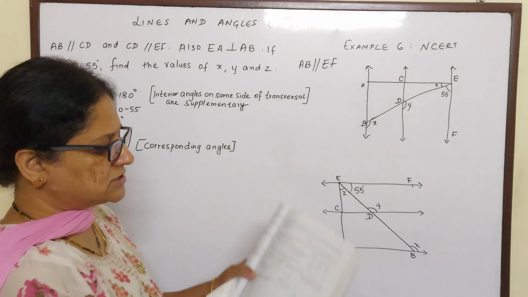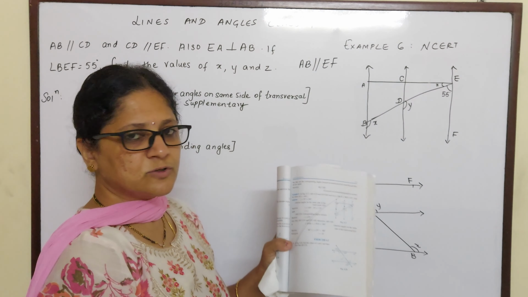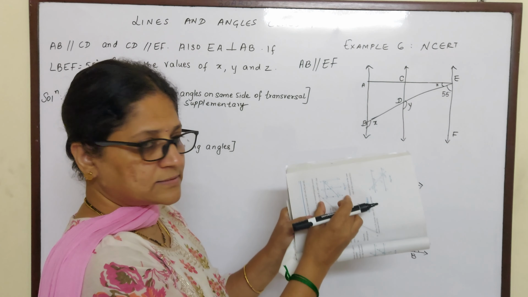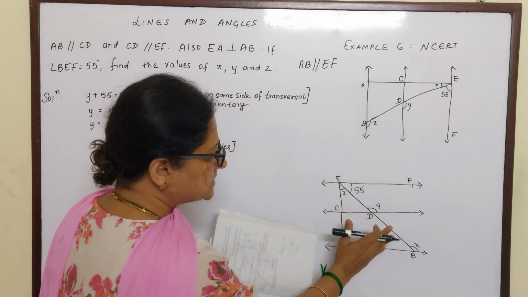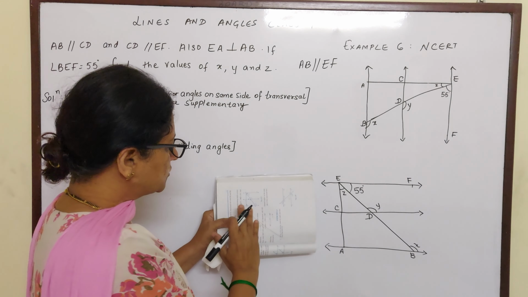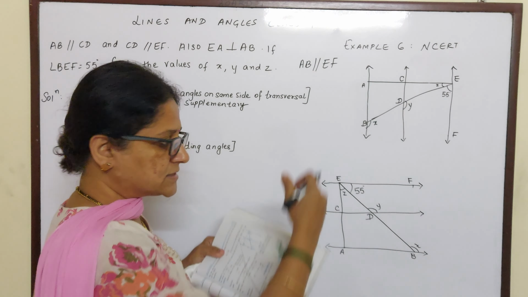So children, this is your diagram in textbook. So this looks a little confusing. So what I have done, I have turned the textbook like this and drawn the diagram in this way, so that the sum becomes easy for you. So take your textbook, put it this way and then read the sum.